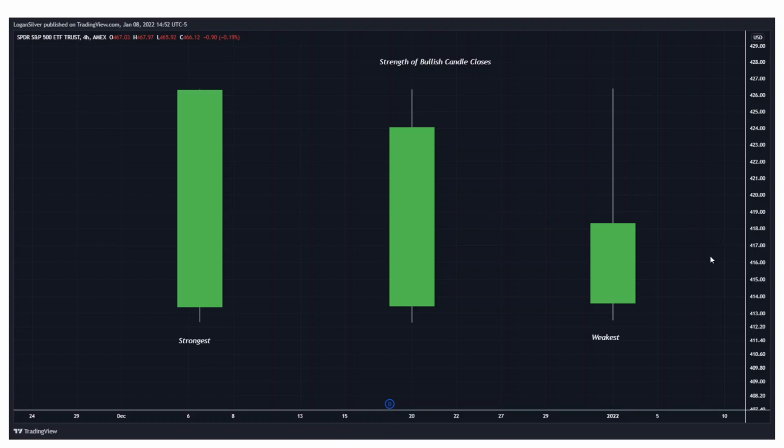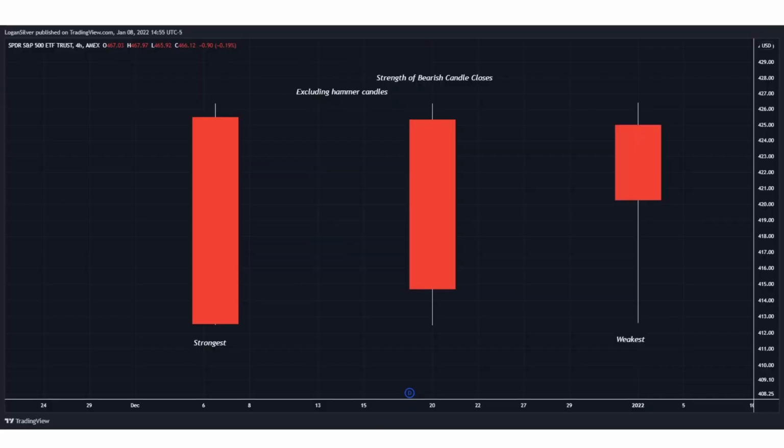It's below that center line that we're looking at, and this is excluding hammer candles, because that would obviously be the most bullish. But this is very similar. And then this is obviously just vice versa.